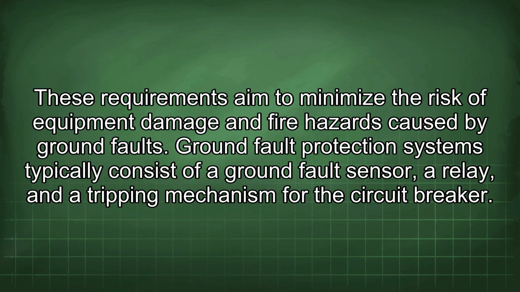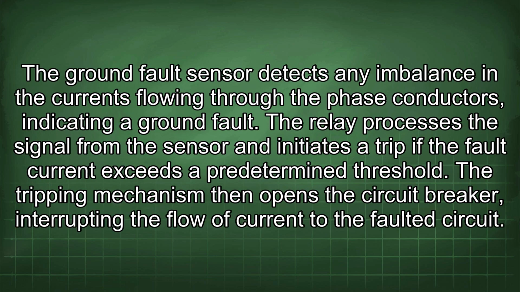Ground fault protection systems typically consist of a ground fault sensor, a relay, and a tripping mechanism for the circuit breaker. The ground fault sensor detects any imbalance in the currents flowing through the phase conductors, indicating a ground fault. The relay processes a signal from the sensor and initiates a trip if the fault current exceeds a predetermined threshold. The tripping mechanism then opens the circuit breaker, interrupting the flow of current to the faulted circuit.